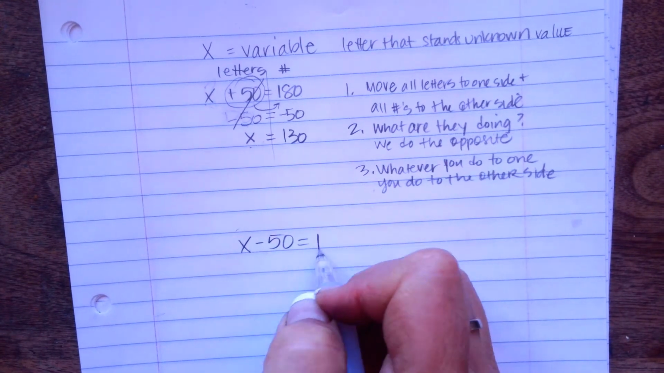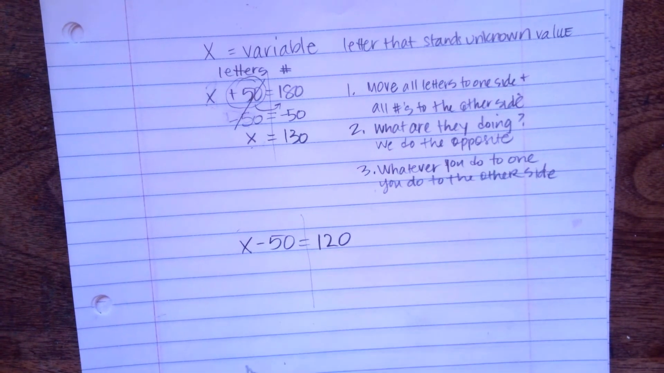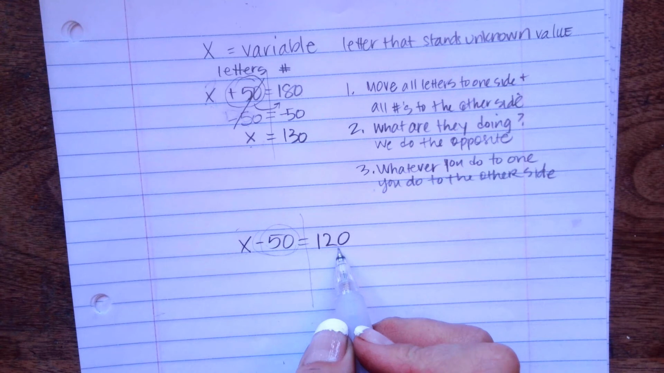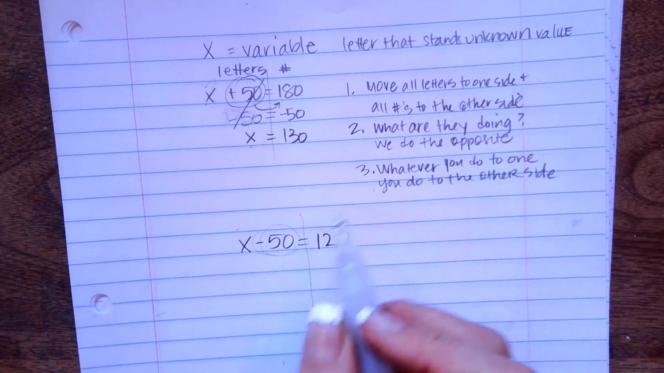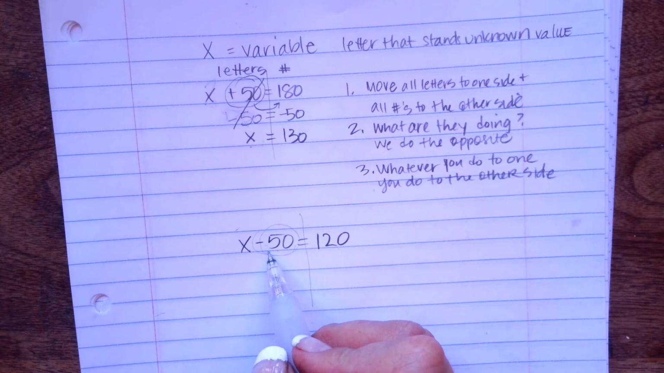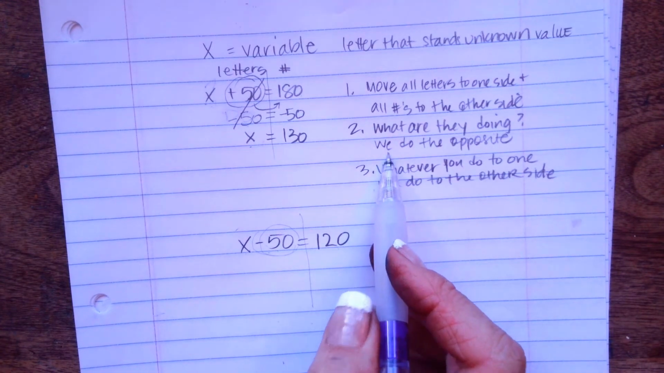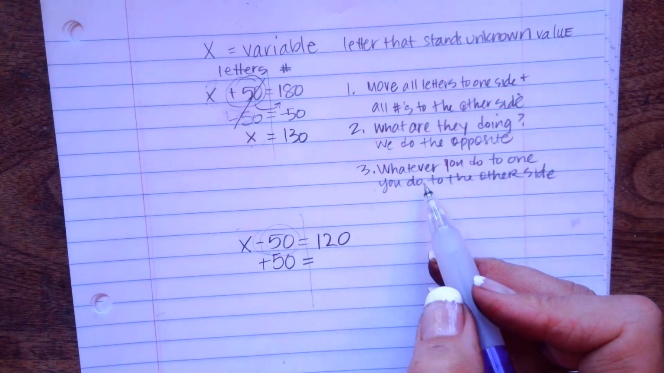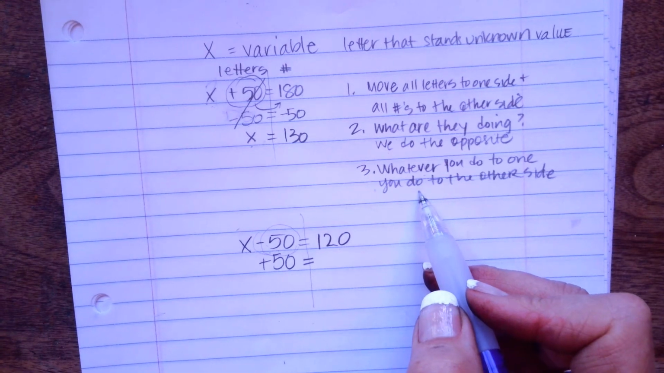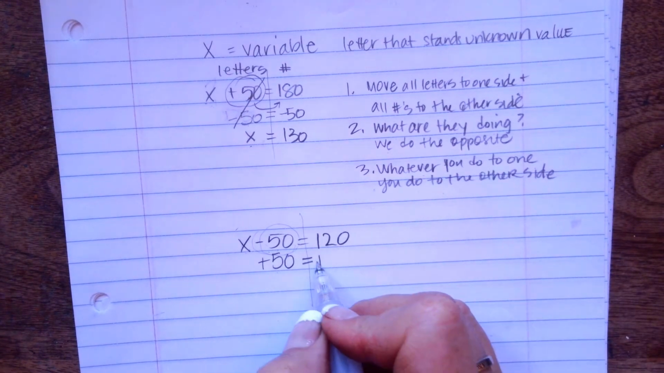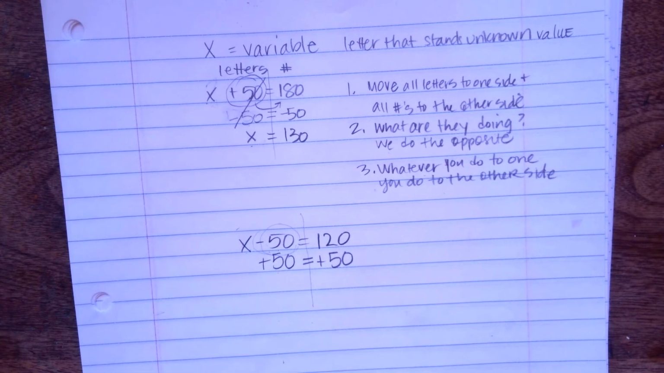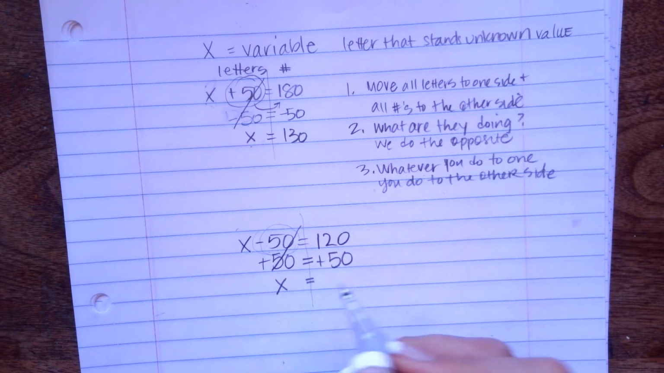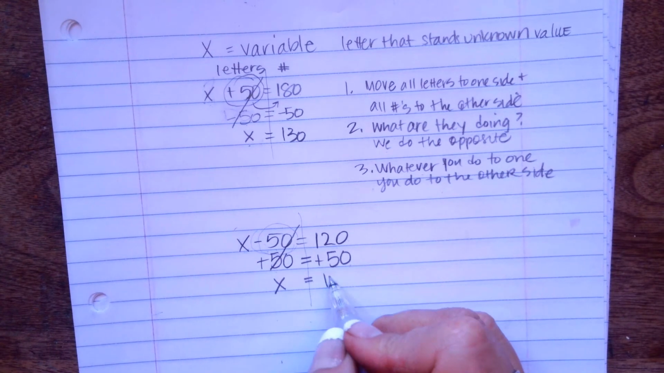X minus 50 equals 120. Two sides of the equation. Here's my letter, so I'm going to move this negative or minus 50 over to this side. So I'm going to do number 2. What are they doing? They're subtracting 50. So we do the opposite. If they're subtracting 50, I'm going to add 50. And then I'm going to go to number 3. Whatever you do to one side, you do to the other. So if I add 50 on this side, I add 50 on this side. This cancels each other out. What's left on this side is X. And then 120 plus 50 is 170.